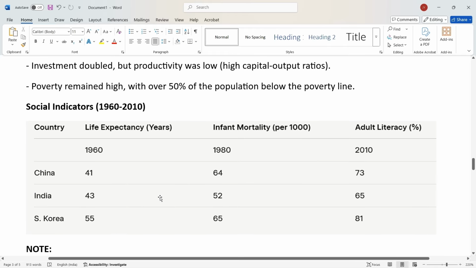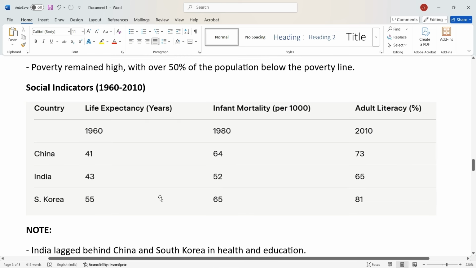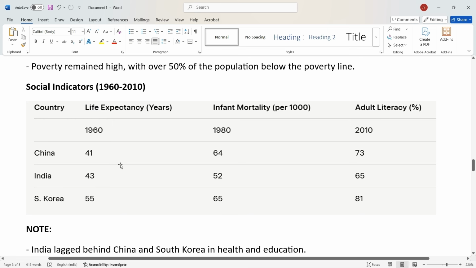Let's understand the social indicators too during 1960 to 2010. We'll compare with different countries like China, India, and South Korea. The life expectancy in 1960 in India was more than China, but less than South Korea. The infant mortality rate was at a similar pace. India was actually having a lower infant mortality rate, 52, and you can see here China was having 64 and South Korea was having 65.